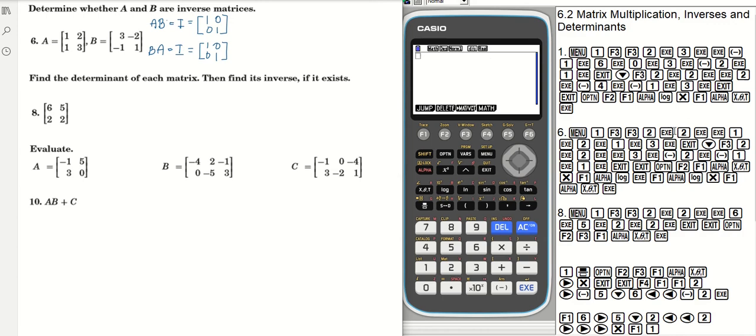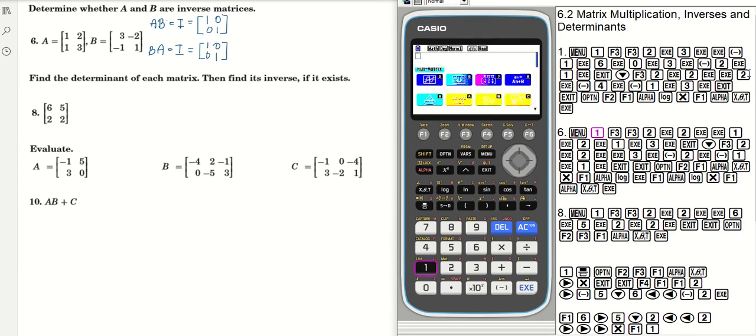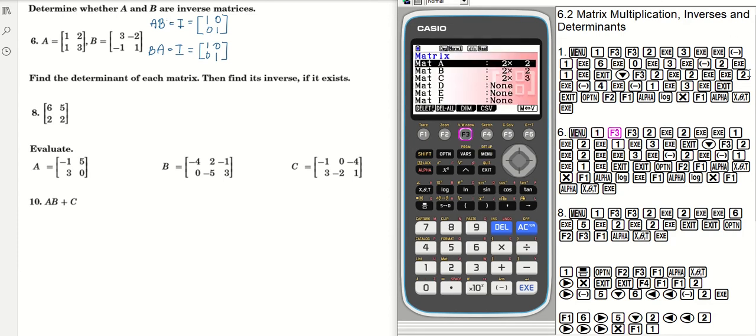So let's check it with the use of our calculator. Press menu 1 and then enter the matrix A elements. Enter the dimension, which is 2 by 2. Next is enter the data, which is 1, 2, 1, 3.